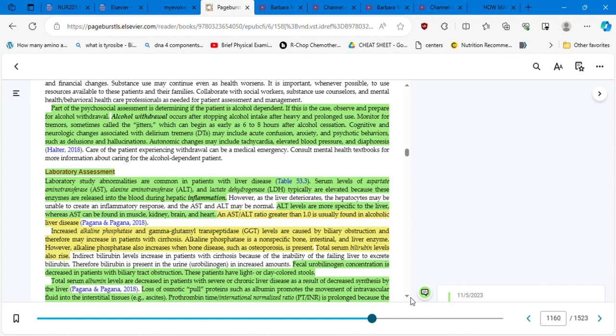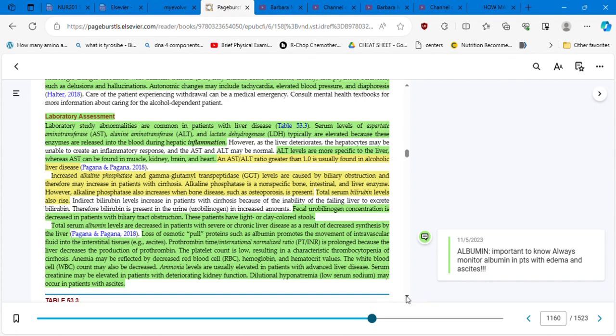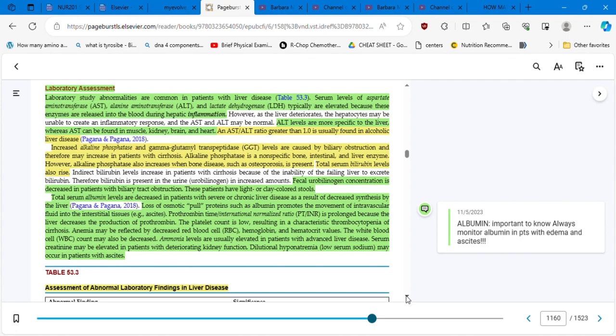Laboratory assessment. Laboratory study abnormalities are common in patients with liver disease. Serum levels of aspartate aminotransferase (AST), ALT, and lactate dehydrogenase typically are elevated because these enzymes are released into the blood during hepatic inflammation. So the three of them: AST, ALT, and LDH.